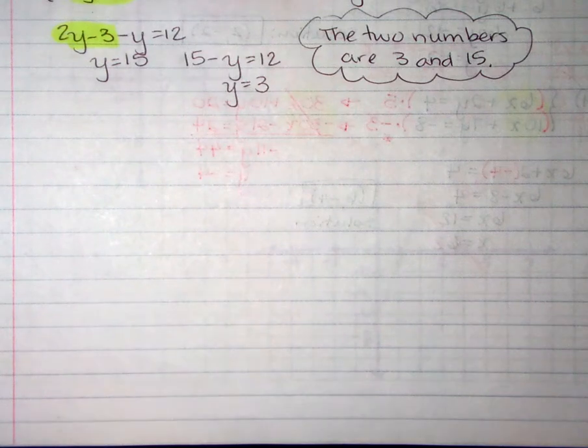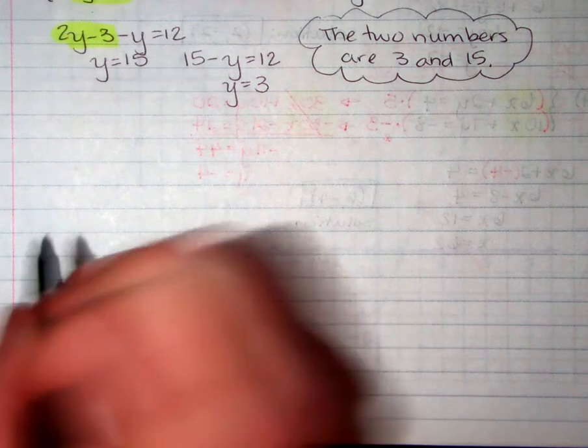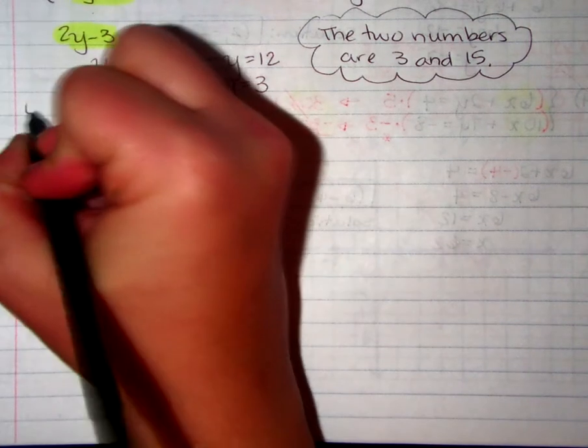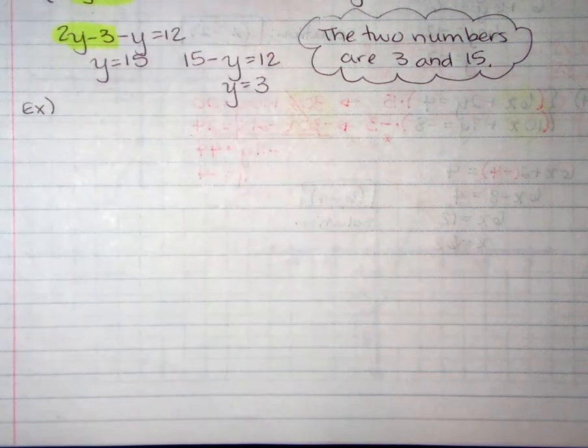Some common applications of solving systems are using information about perimeter. So we're going to look at two separate examples dealing with perimeter systems of equations.